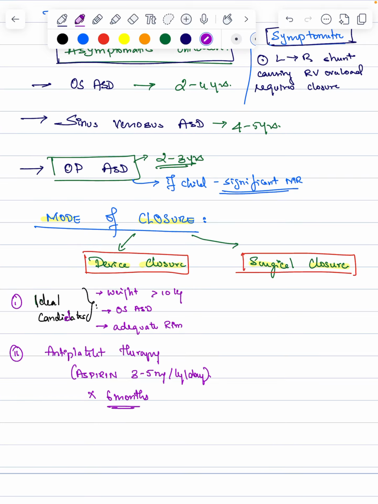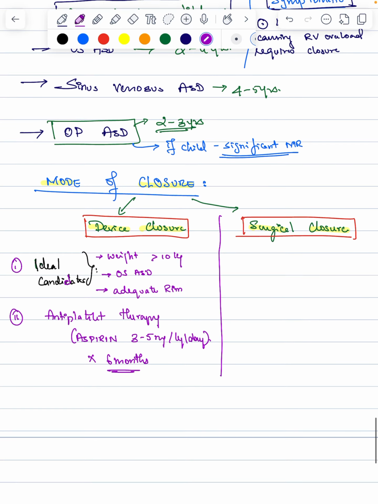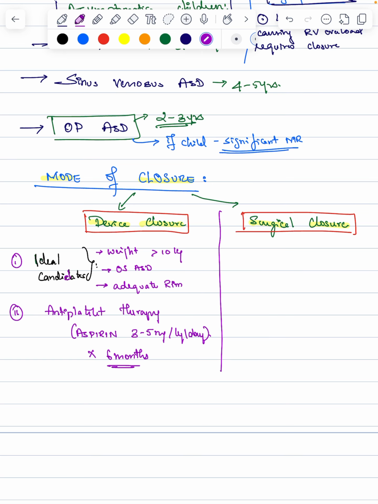Yes. Surgical closure. So who are the candidates for surgical closure? The child with an ostium secundum ASD with inadequate rim, or those with other conditions like association with partial anomalous pulmonary venous drainage, then you do a surgical closure. Second, other ASDs, that is ostium primum ASD. Third will be sinus venosus ASD. These are the children who require a surgical closure.